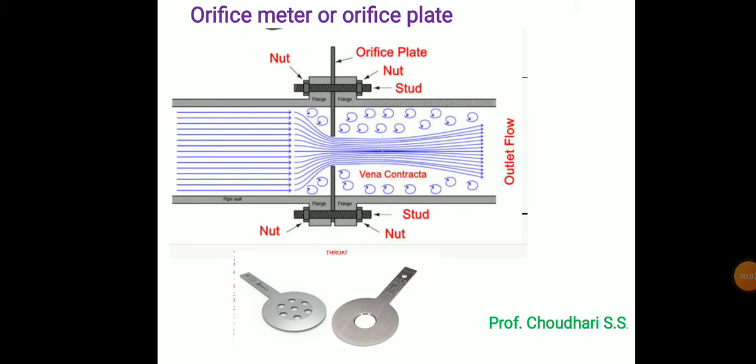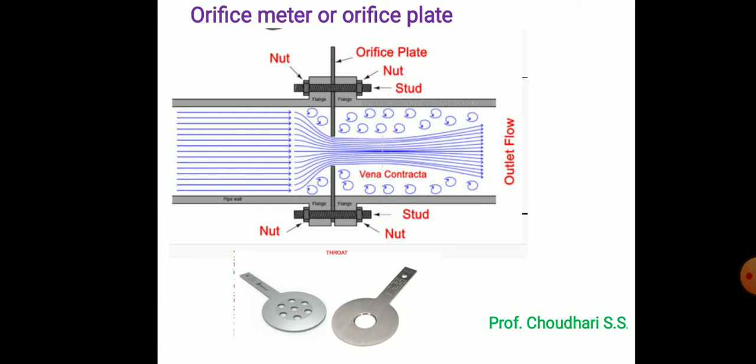Good morning, students. The next topic we consider is the orifice meter. That is, we are considering here applications of Bernoulli's equation, that is, total energy remains constant. Last class we considered the Venturi meter. Next topic we consider is the orifice meter or orifice plate.